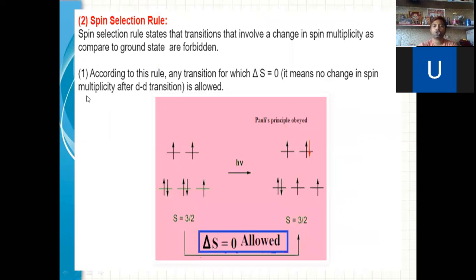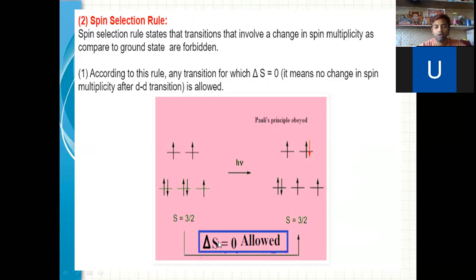There must be no change in spin. Spin selection rule states that transitions that involve a change in spin multiplicity as compared to ground state are forbidden. So if there is a change in spin multiplicity after transition, it is not allowed, it is forbidden. Any transition for which delta S is 0 is allowed.